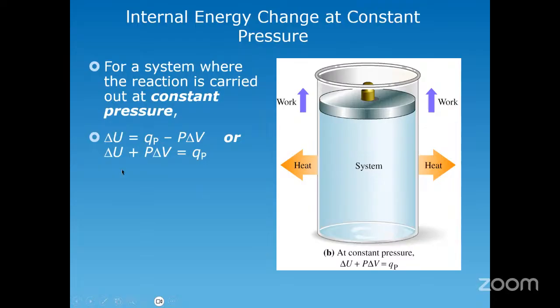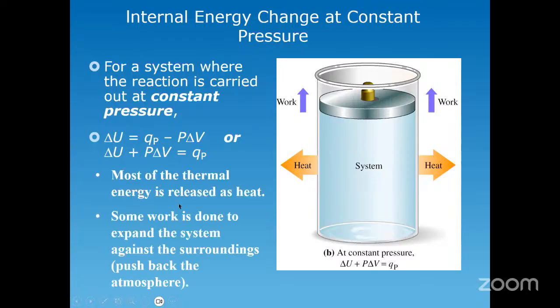This occurs more often when you have a reaction taking place, where the heat change of the reaction will be equal to the change in internal energy plus pressure times the change in volume, right? Now, how do we interpret this? Let's assume that the reaction is an exothermic reaction. Most of the thermal energy will be released as heat, but some energy is used to expand the system against the surroundings. In other words, to push back on the atmosphere. So that's how we interpret this equation.